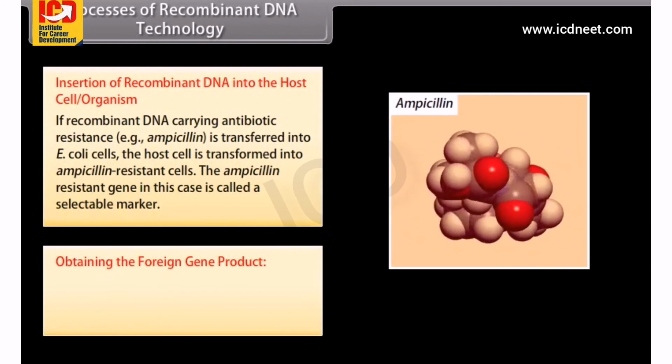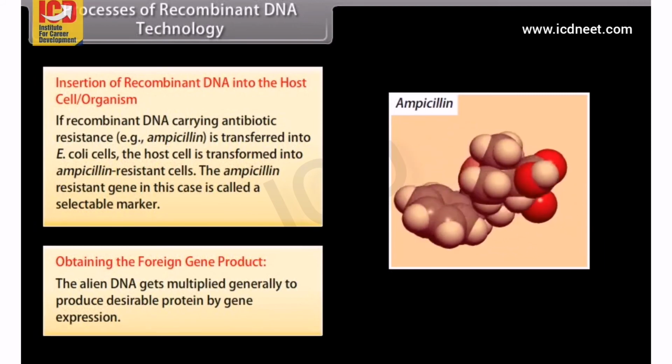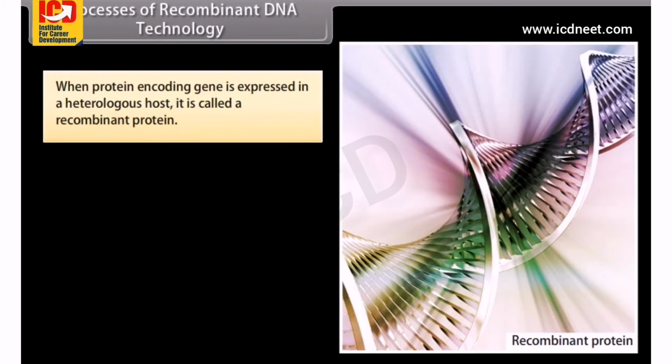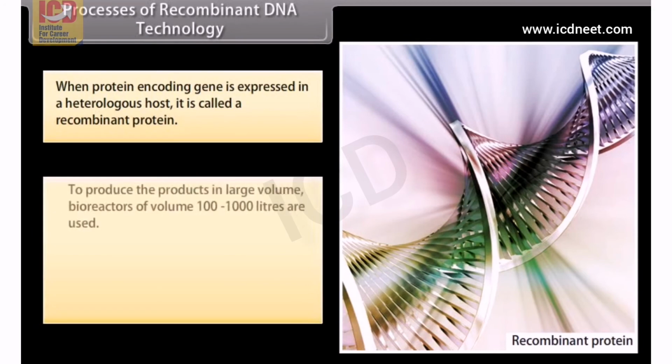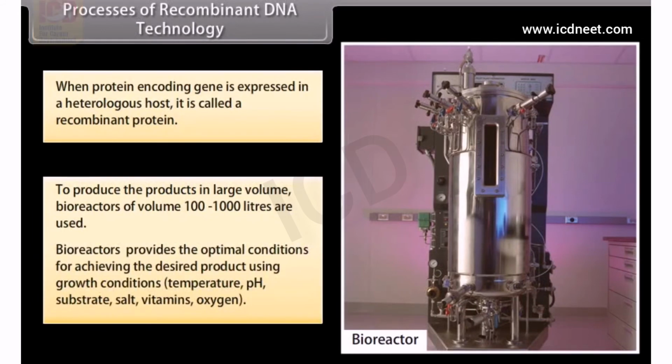Obtaining the foreign gene product. The alien DNA gets multiplied, generally to produce desirable protein by gene expression. When protein encoding gene is expressed in the heterologous host, it is called a recombinant protein. To produce products in large volume, bioreactors of volume 100 to 1000 liters are used. Bioreactors provide the optimal conditions for achieving the desired product using growth conditions, temperature, pH, substrate, salt, vitamins, oxygen.